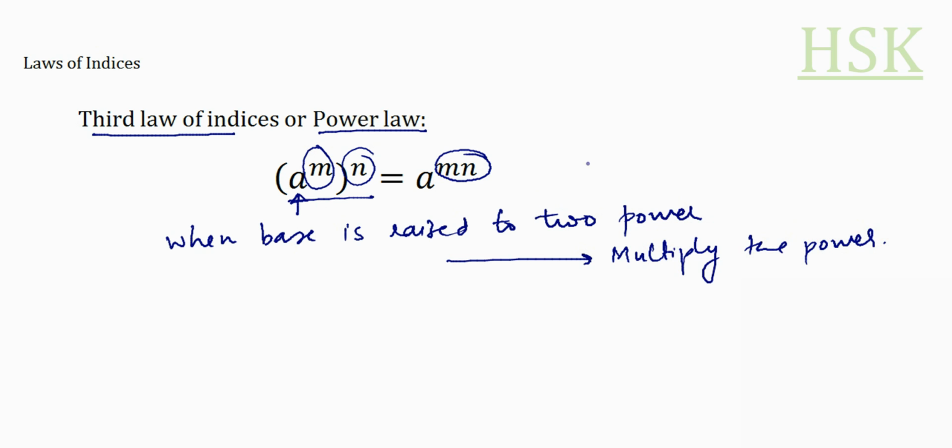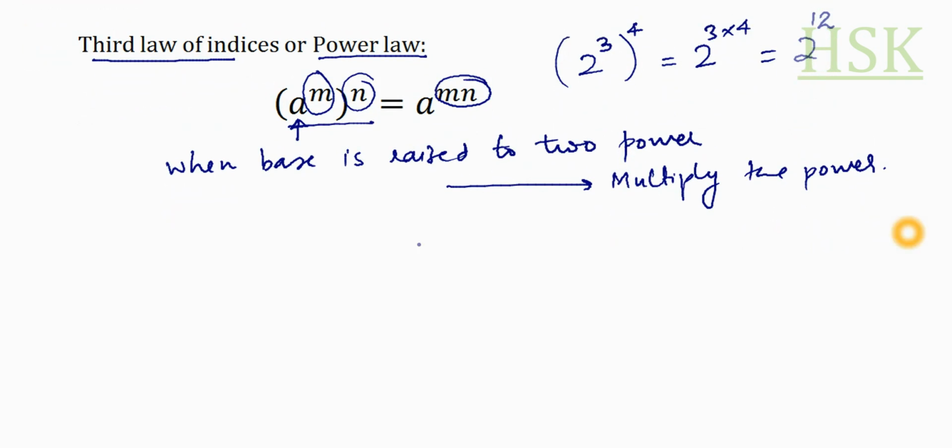For example, if we have been given 2 to the power of 3 whole to the power of 4, this will be equal to 2 to the power of 3 into 4, that is equal to 2 to the power of 12. Now this can also be verified easily. Now we are going to take the verification. To verify it, I'm going to take x squared raised to the power of 3. I've taken an easy number so that we can verify that this simple calculation and this law give the same result.